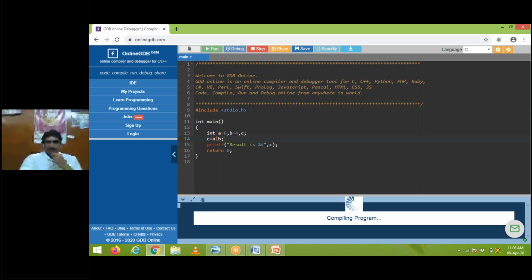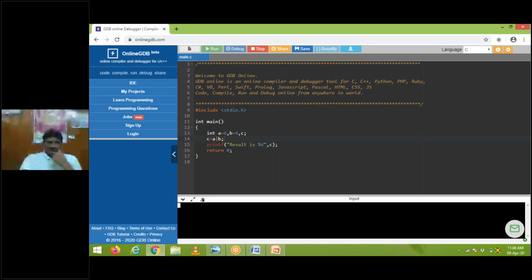Now we'll run the program. The answer is 6. Now I will give other numbers. I think everyone should have pen and paper, or a notebook. Within 2 minutes I will complete the topic. Hope everyone is understanding this concept. Conditional operators and bitwise operators are very important.